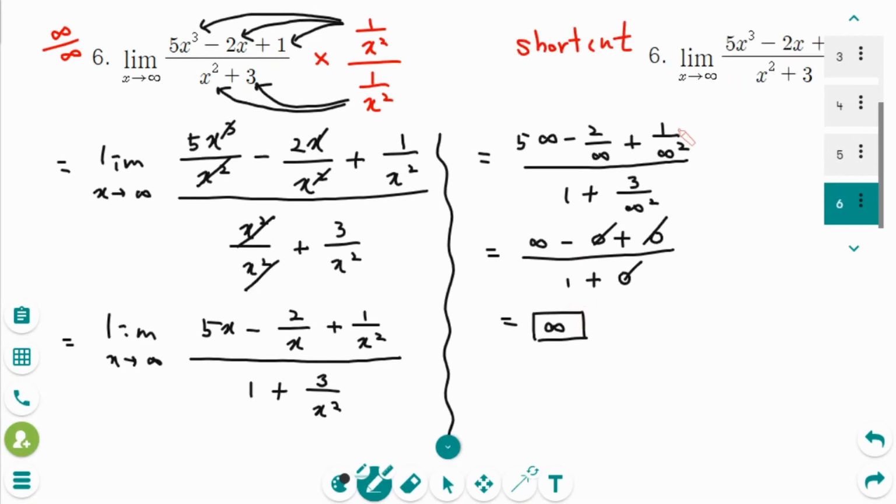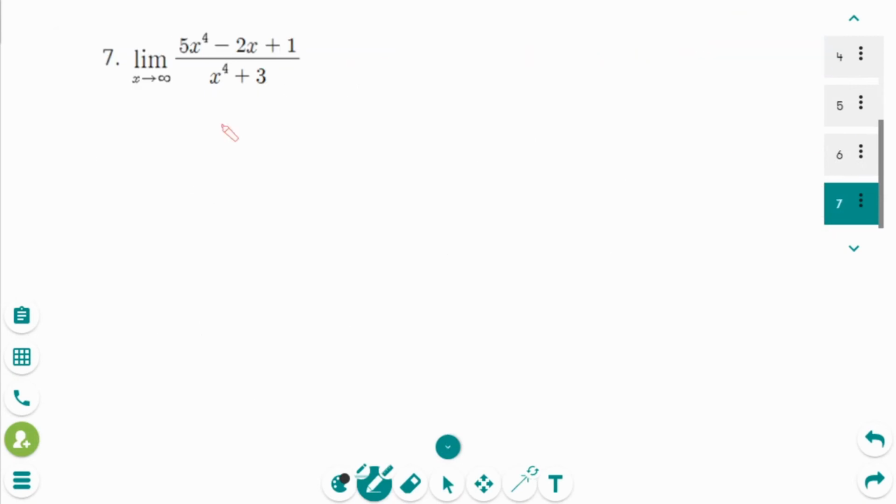And of course, there is a shortcut. The highest powers are 5x cubed. You don't need this one. And x squared. To simplify, this one is 5x. Put infinity into x, there are 5 infinity, which is infinity. This is the answer.